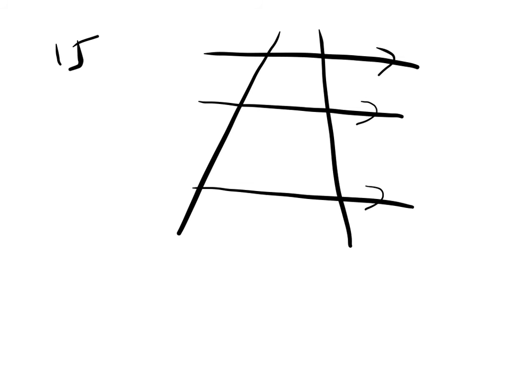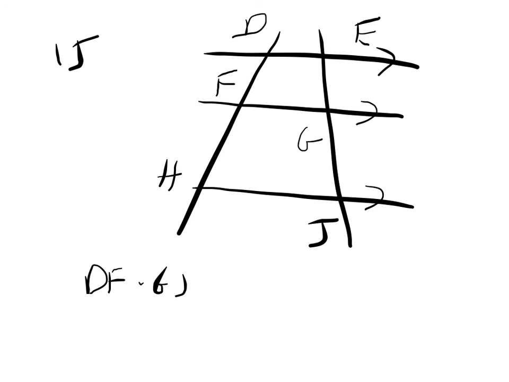Okay, for number 15, it would appear that we have our parallel lines cut by transversals, and we know that parallel lines cut transversals proportionally. And I'd like to prove D, F, get these labeled in, E, G, and J. And they've asked me to prove that DF times GJ equals FH times EG.